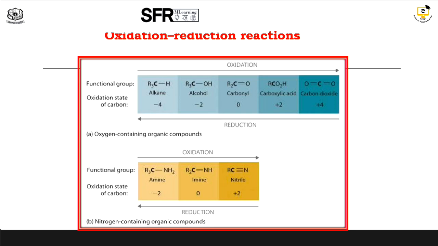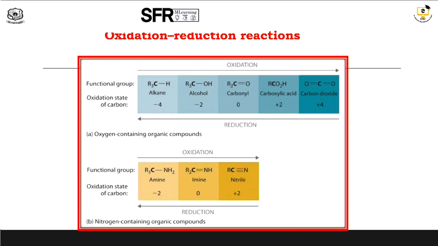So when you notice this box, here I have given the oxygen containing organic compounds. We can see the arrow points towards oxidation and reduction. In oxidation, what happens? We take the starting material as alkane, where the oxidation number of the carbon is -4. When it is oxidized, it is converted to alcohol, and in the next stage, it may be a carbonyl compound, especially a ketone, and with further oxidation, it may be oxidized to carboxylic acid and finally carbon dioxide, in which the carbon has the oxidation state of +4.